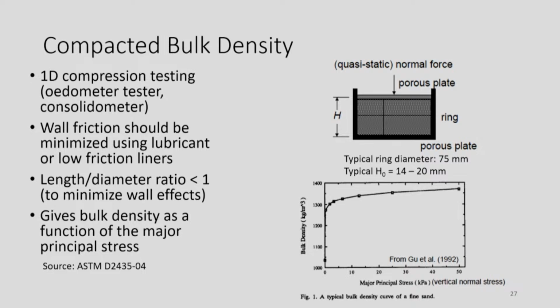Again, make sure you are using a length to diameter ratio of less than 1, so you can get the bulk density at different compaction pressures. Right? So you can correlate with the pressure or the amount of material at different heights within a large silo structure. Right?